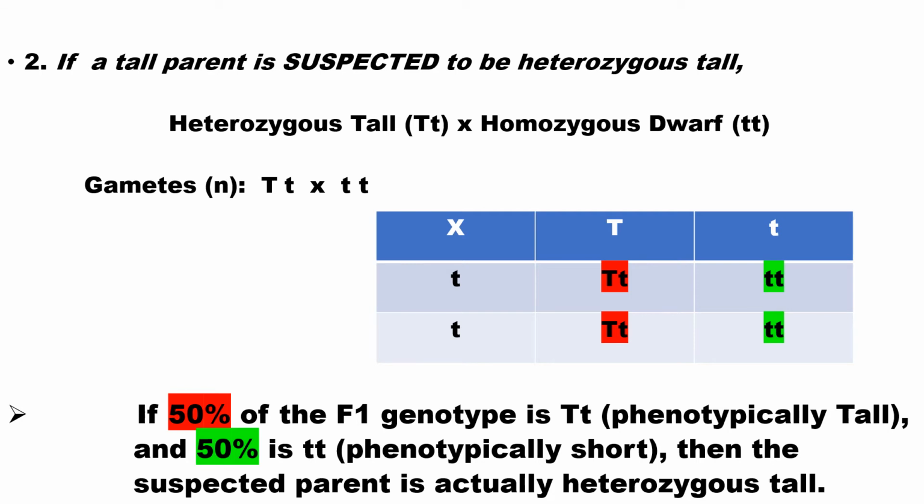Two, if the plant suspected is heterozygous tall, then we expect a different ratio in the F1. So this is a heterozygous tall plant, which is crossed to a tester dwarf plant, and these are gametes. So we have this, we have this. So when you cross this, you get this, you get this, you get this, you get this. So if 50% of the F1 progeny is phenotypically tall, and 50% is short, then the suspected plant is actually heterozygous tall.